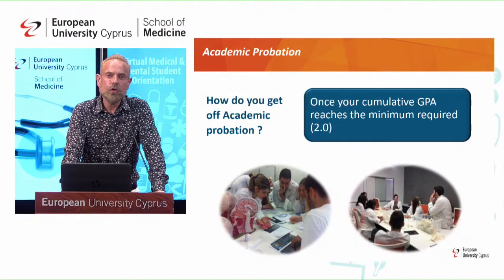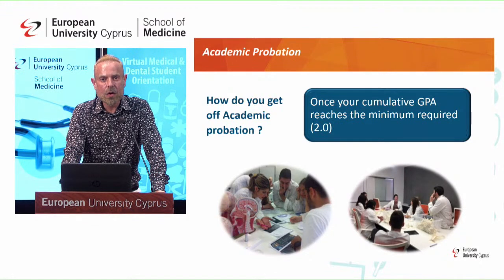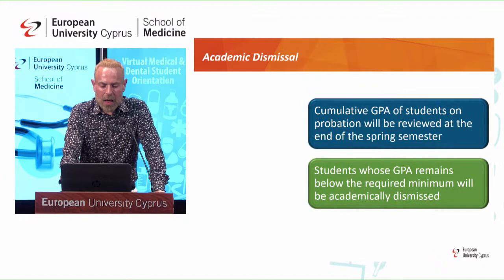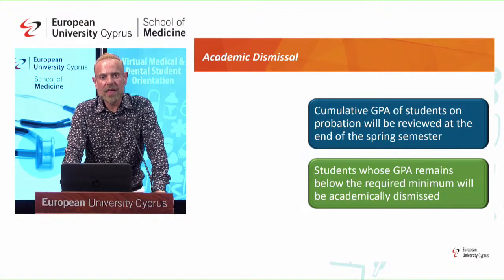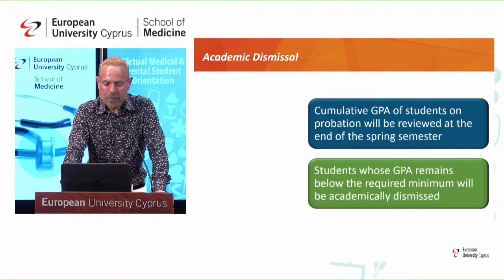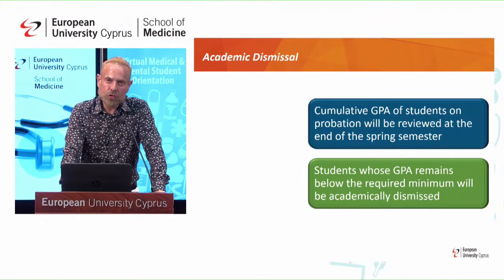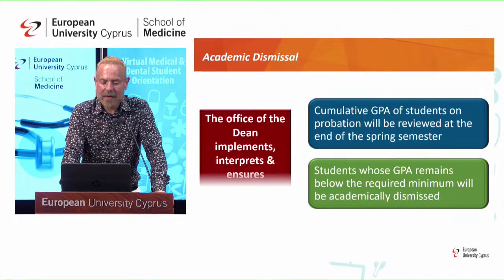So, if for any reason your academic performance is under probation and you've got a GPA below 2, you are off the probation once your GPA goes again into the passing grade, which is 2. Unfortunately, we have students who fail to augment their GPA despite the fact that they've got their academic probation. And we are forced to proceed to the final option we have, which is the academic dismissal.